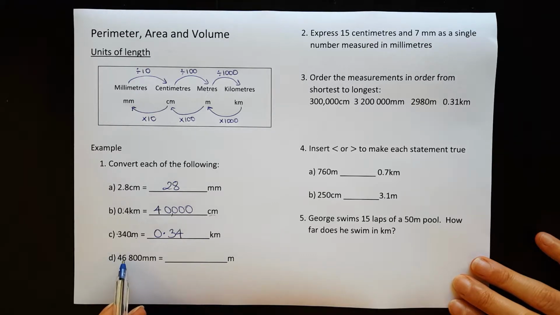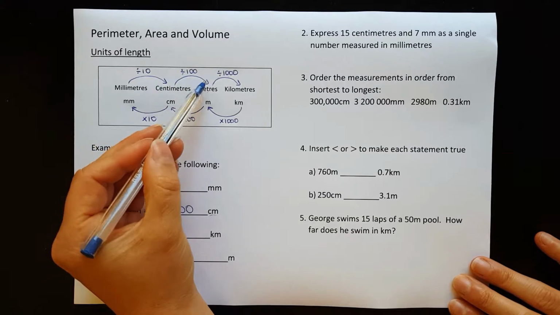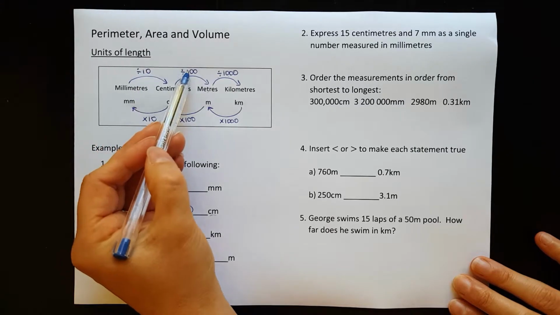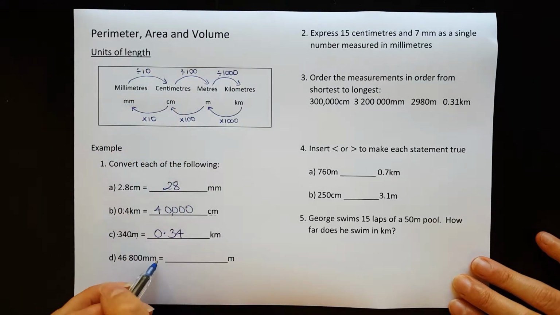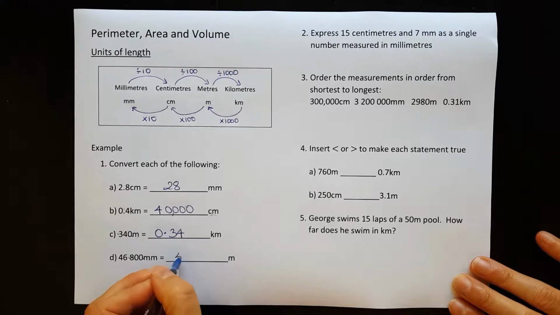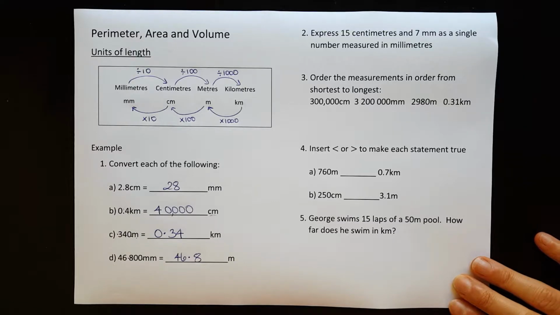D, 46,800 millimeters into meters. Starting with millimeters, I want to do 2 jumps over to get to meters: divide by 10, divide by 100. Altogether, 3 zeros, so 3 jumps backwards because I'm dividing. The decimal point would be at the end, so 3 jumps back would be 1, 2, 3, putting the decimal point between the 6 and the 8, making the answer 46.8 meters. Okay, so that's just straight converting of units.